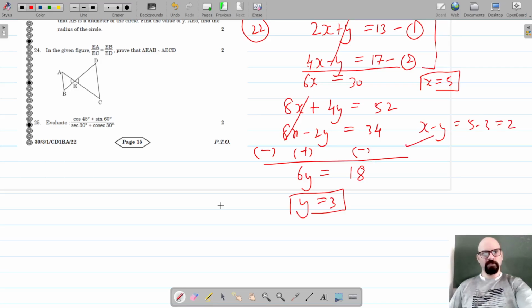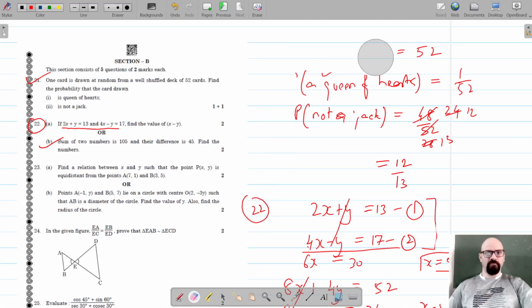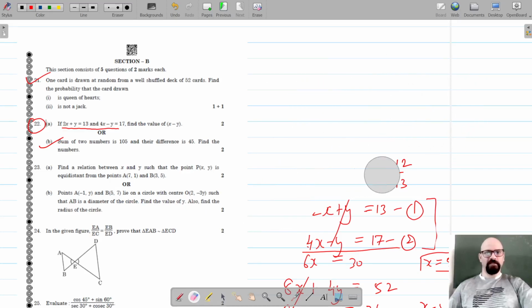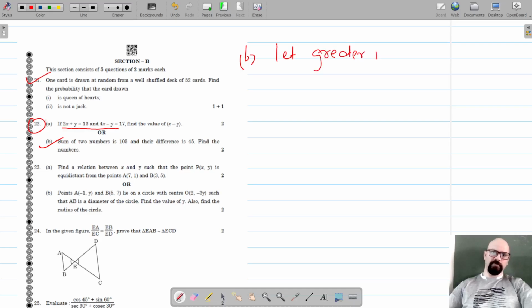And now let's jump on to part B, which says the sum of two numbers is 105 and the difference is 45. We have to find the numbers. So let the greater number, or the largest of them, be x and the smaller number be y.